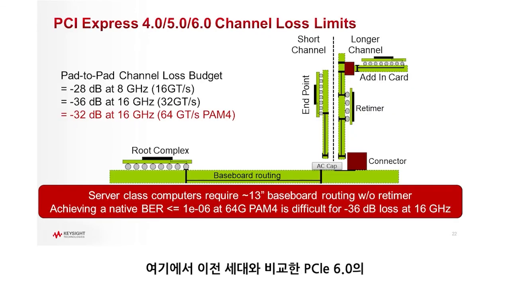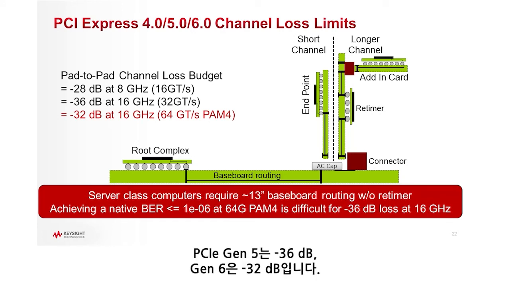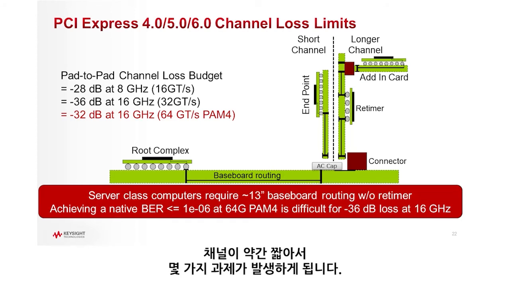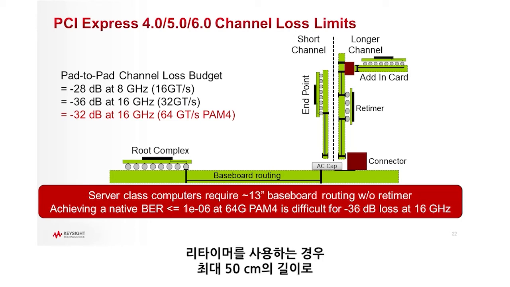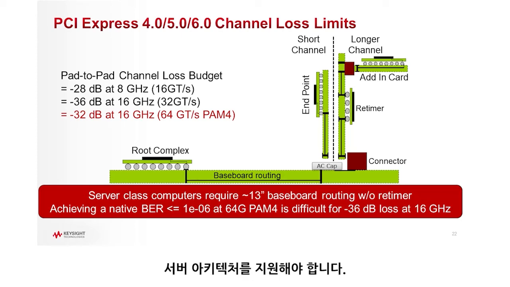Here you can see some of the channel estimates for PCI Express 6.0 compared with earlier generations. PCI Express Gen 5 minus 36 dB, Gen 6 minus 32 dB. So that will present some challenges in that it's a slightly shorter channel. Overall, we want to see about 20 centimeters of length with one connector, or with a retimer in place up to 50 centimeters in length to be able to support server architectures.